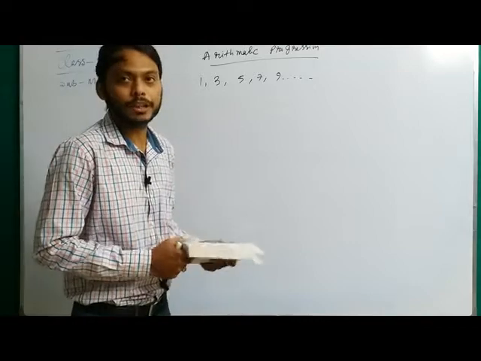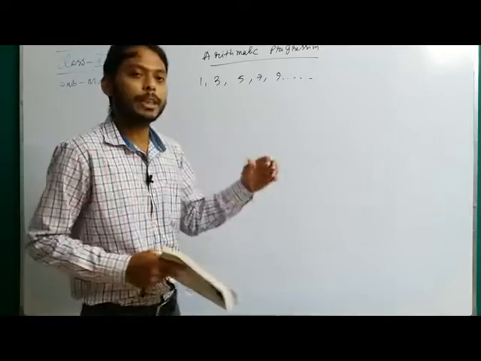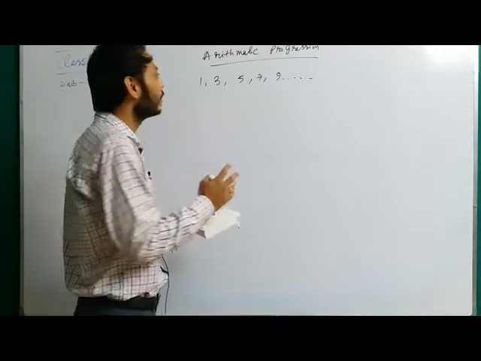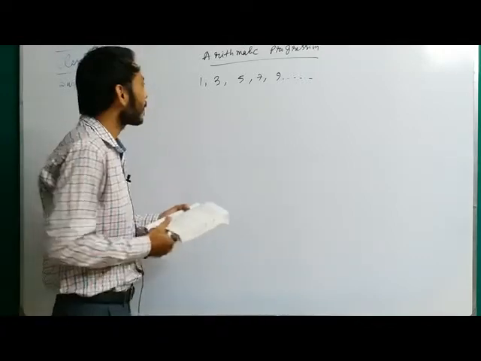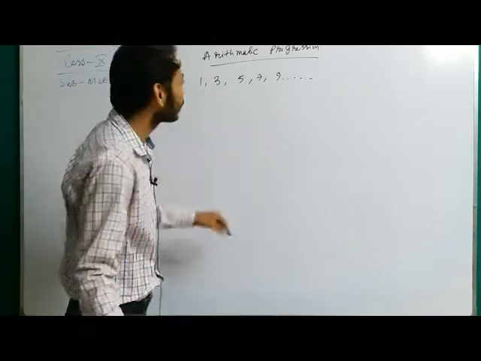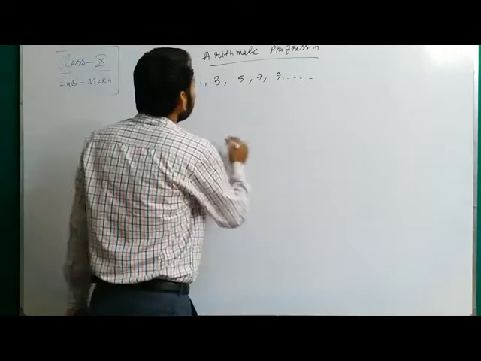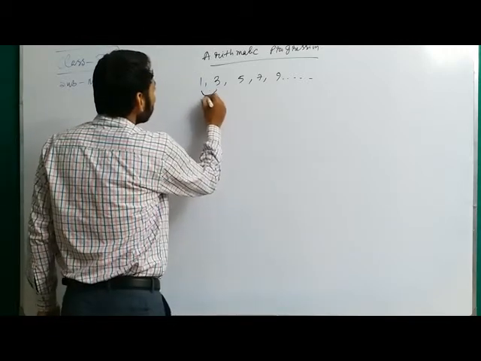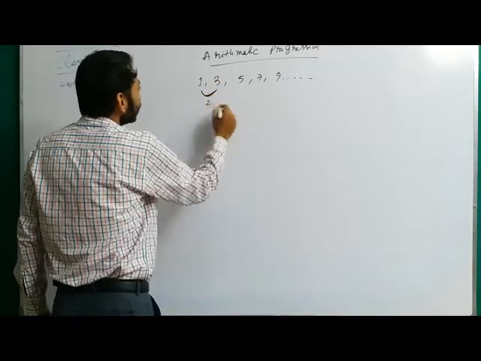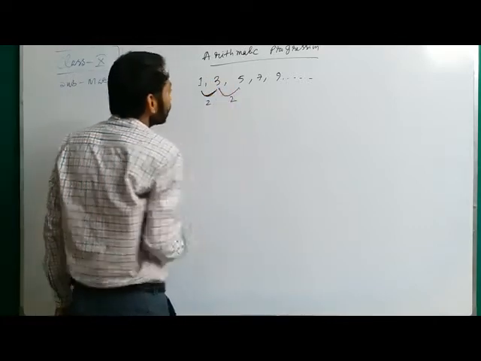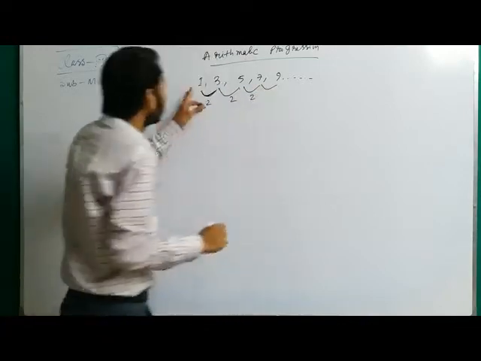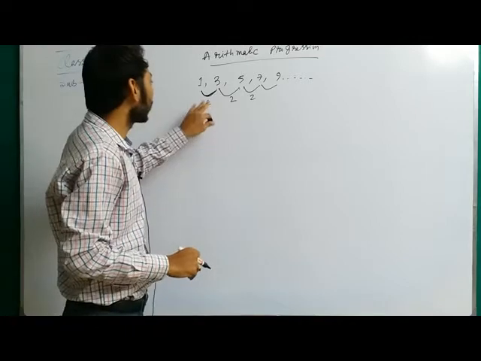First of all, what is progression actually? Progression means some numbers are progressed in some order. That means they are maintaining some rules. Here I have written one example on the board: 1, 3, 5, 7, 9. The difference between two consecutive numbers, 1 and 3, is 2, then 3 and 5 is 2, 5 and 7. So the difference between a number and the next number is 2 here.